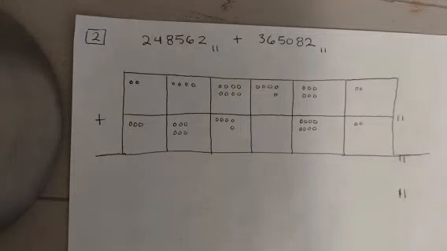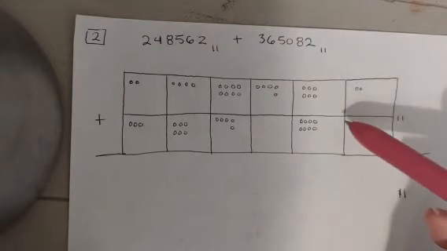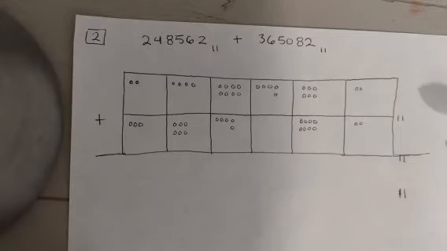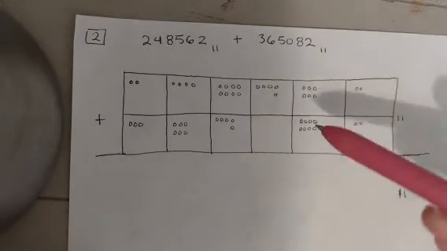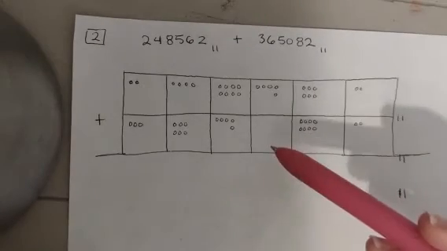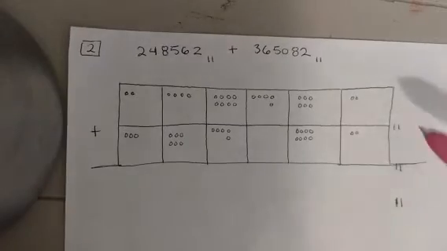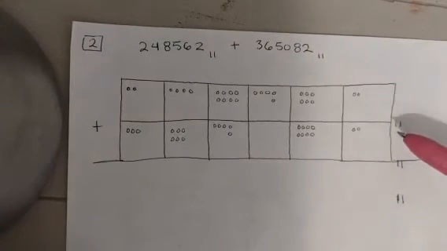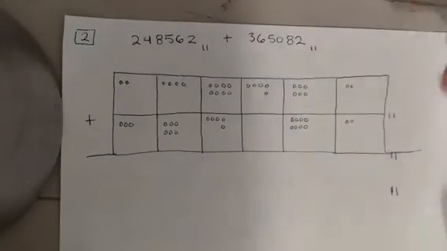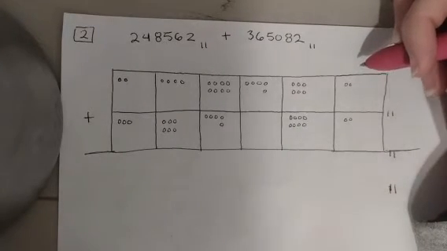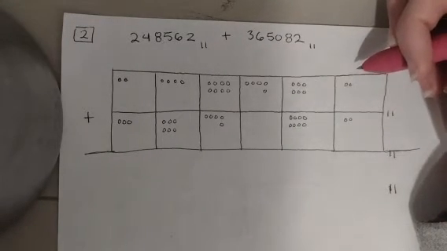Question 2, we have 248562 base 11 plus 365082 base 11. We're representing these numbers with dots and boxes. And see, I labeled our numbers in the boxes and as dots. And our base is 11, not 10. So we are actually going up by 11 groups instead of 10 groups for our place values.